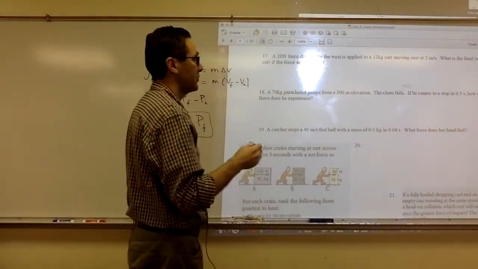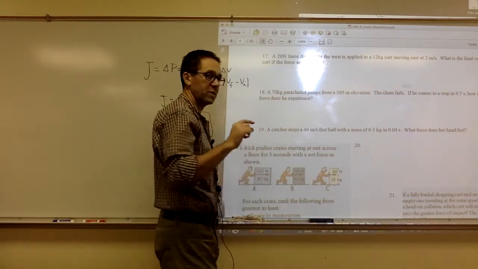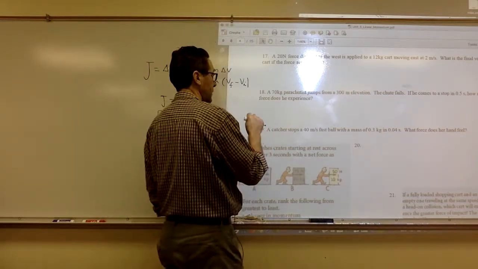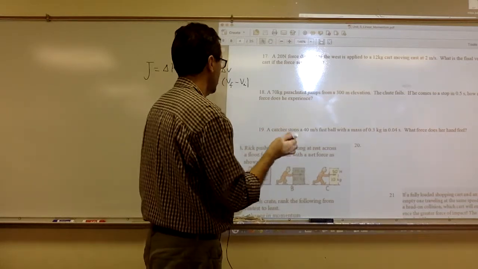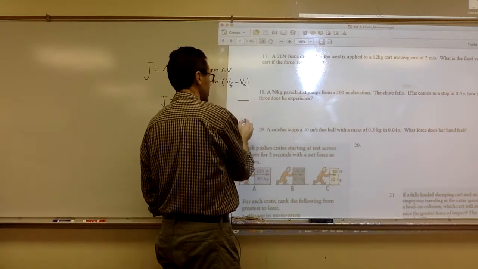Now here, I think we first have to figure out with what speed they're going to hit the ground. First, we can do kinematics, we can do conservation of energy, we can do whatever you want. So they are here, that's when the chute fails.